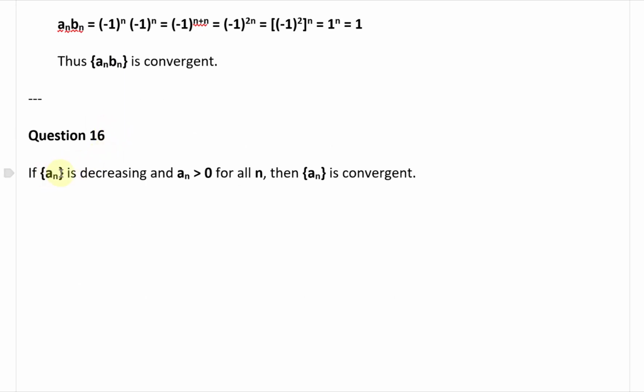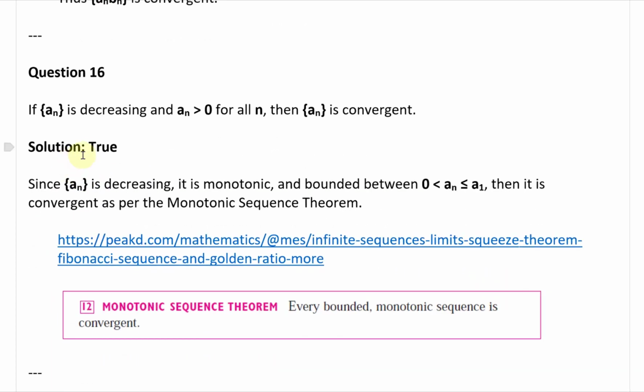This one states, if the sequence a_n is decreasing, so it's always getting smaller, and a_n is greater than 0, so in other words, it's bounded below, then a_n is convergent. And in fact, this is actually true. This is the monotonic sequence theorem. It's bounded. So the solution is true since the sequence a_n is decreasing, it is monotonic. It's only going one direction, either increasing or decreasing, in this case decreasing. And it's bounded, greater than 0 and less than the first term a_1 because it's always decreasing, then it is convergent as per the monotonic sequence theorem.